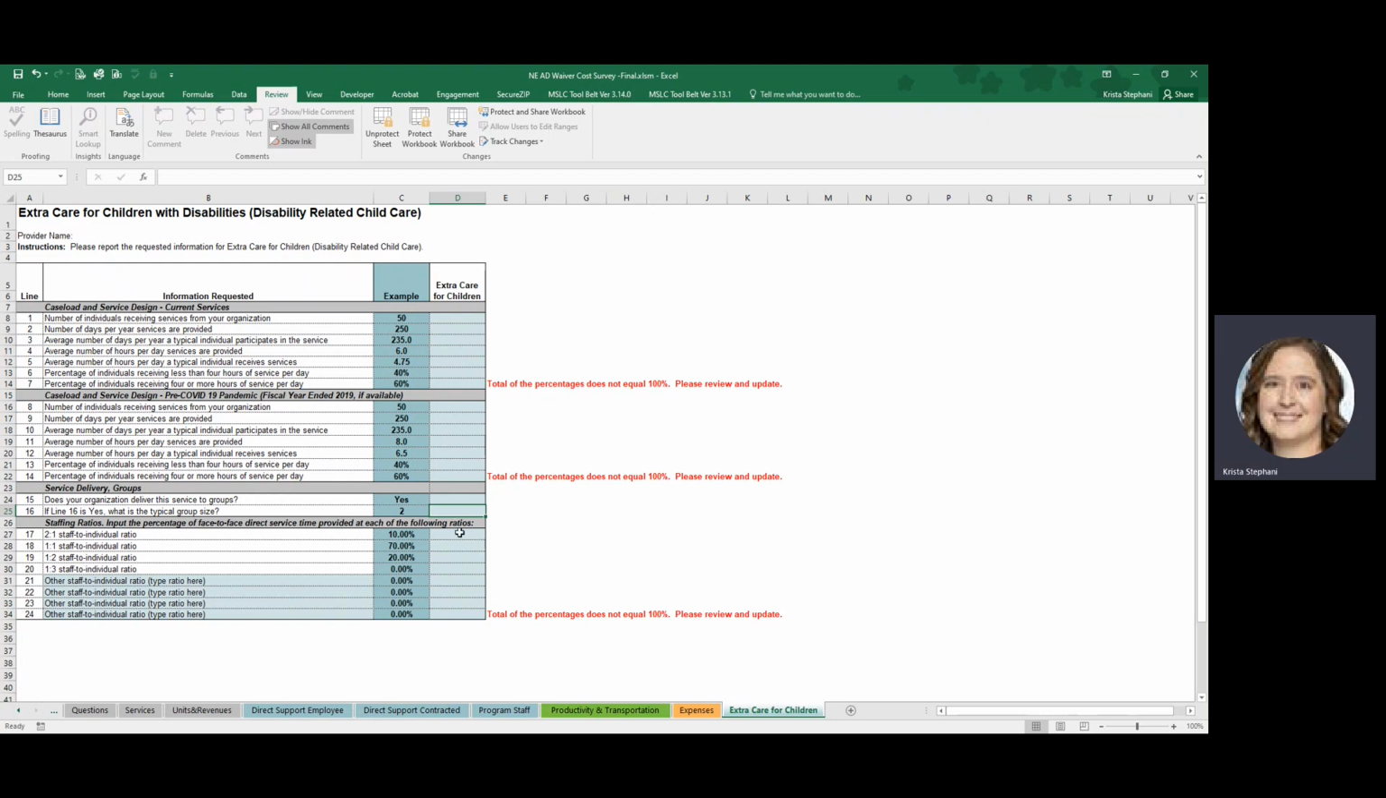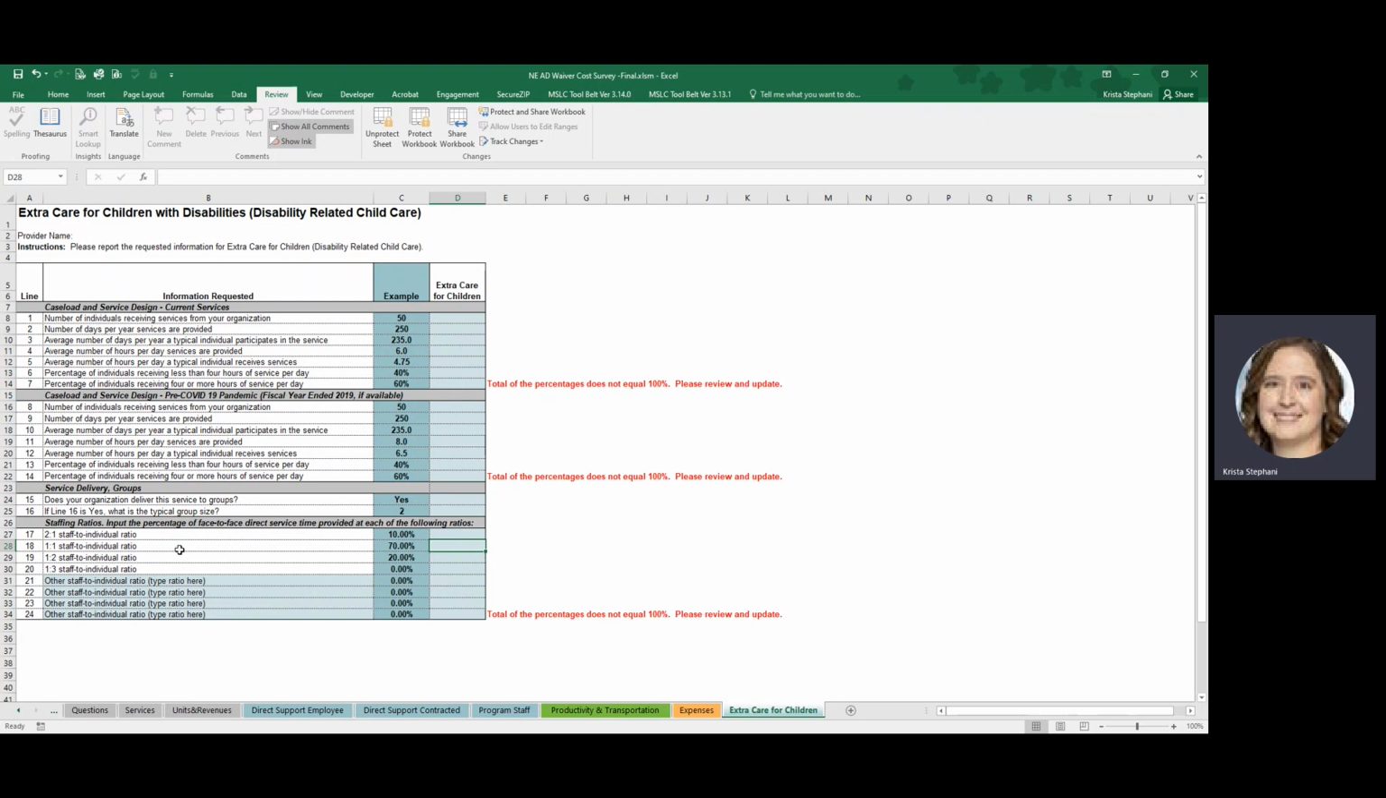In the last few questions, we are asking you to provide us with additional information related to staffing ratios. What we mean by staffing ratios is the ratio of your direct support professionals to the number of individuals or participants receiving the service. Based on the services that you provide, we're asking you to populate or estimate a percentage of your individuals who receive services in the following staff to individual ratios. So if 100% of your services are provided on a 1 direct support professional to 1 participant ratio, you would enter 100 in this field here.